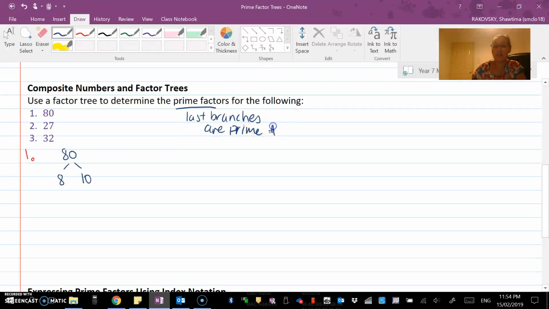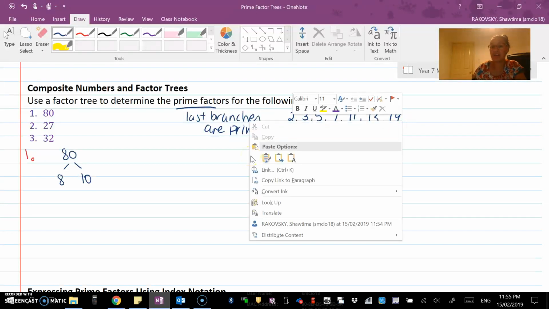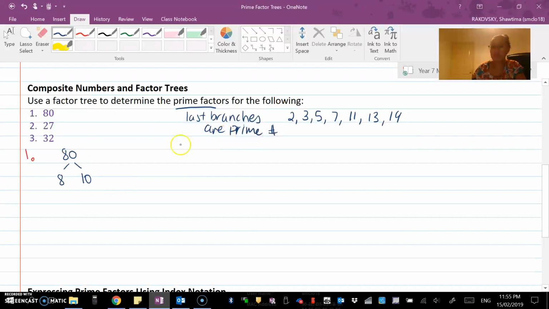So we're looking for 2, 3, 5, 7, 11, 13, 19. Just as a minimum. So there you go, some examples. So what I can see here is 8 and 10 are both composite numbers. So I'm going to see if I can find another factor pair for 8. And I'm going to break it down into 2 and 4.